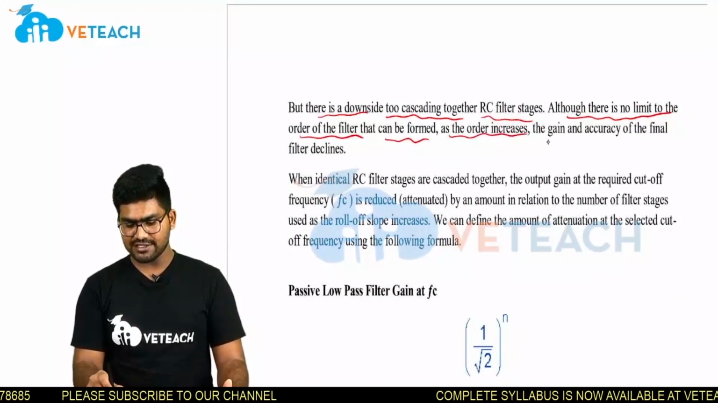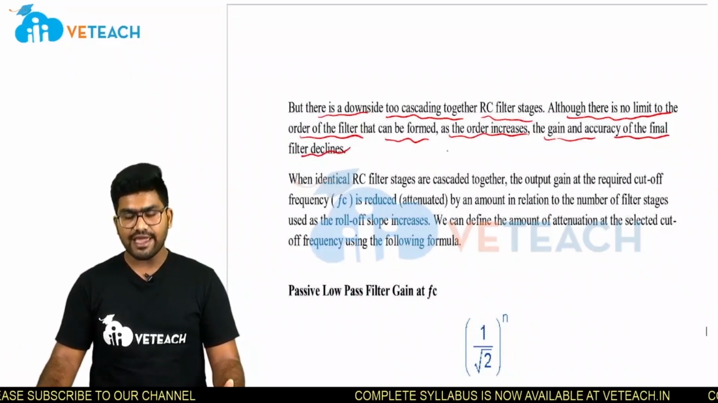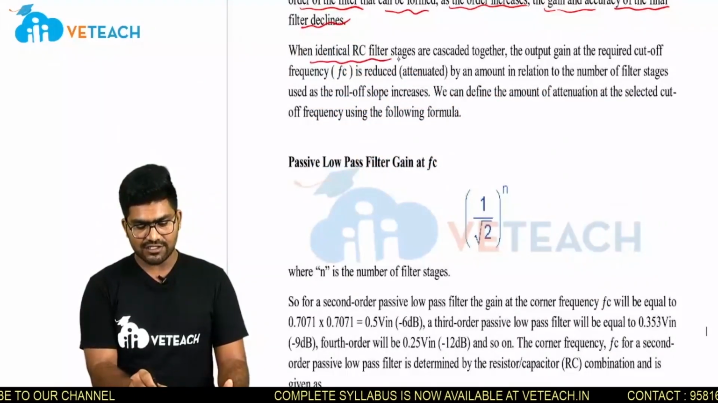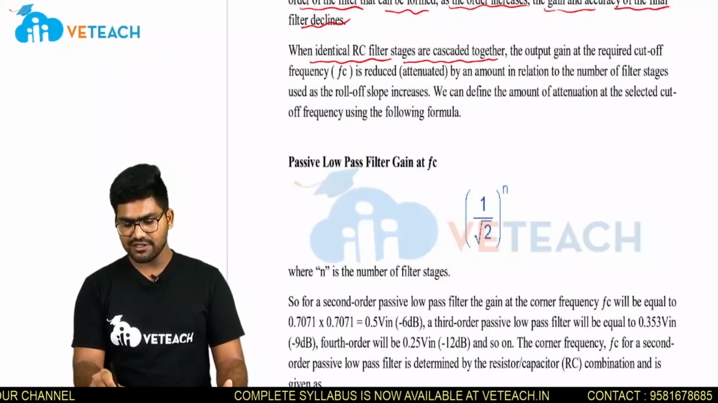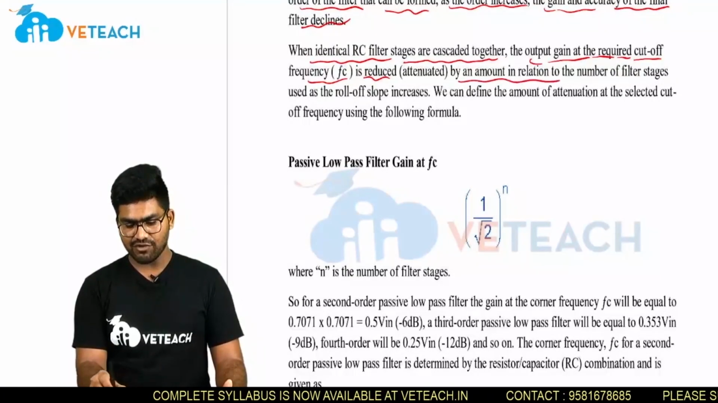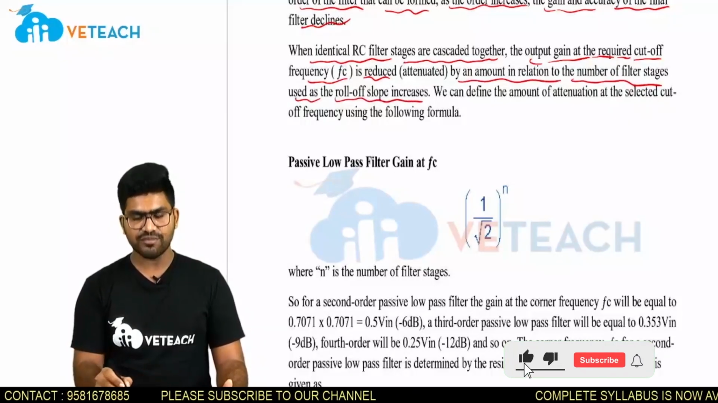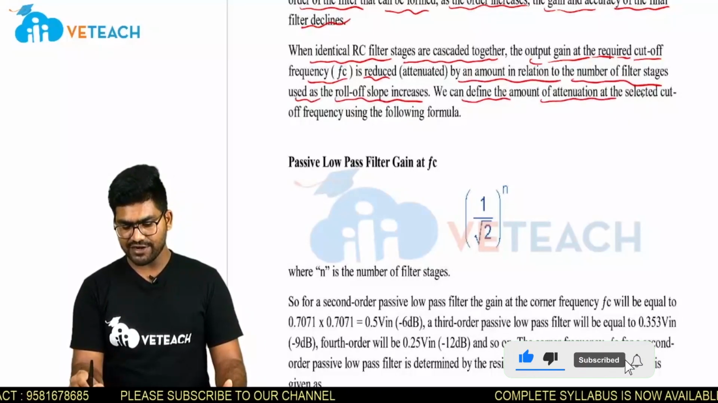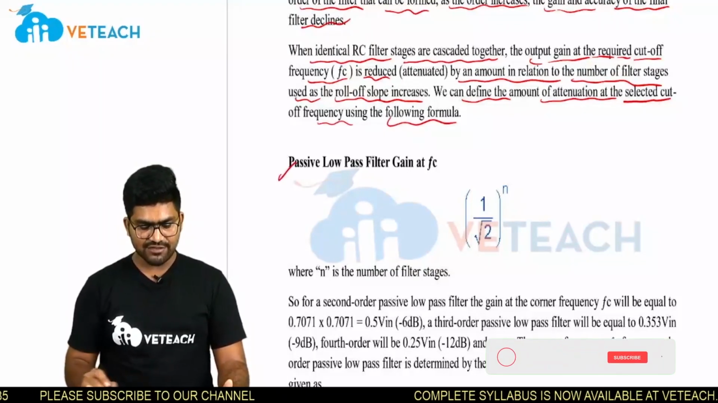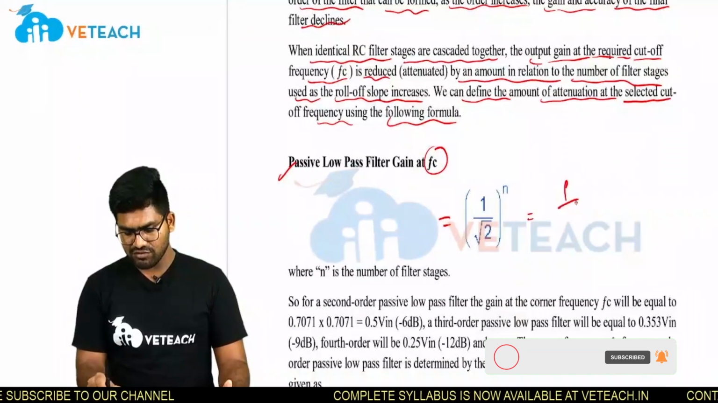As the order increases, the gain and accuracy of the final filter declines. So if the order increases, accuracy and gain will decrease. When identical RC filter stages are cascaded together, the output gain at the required cutoff frequency Fc is reduced in relation to the number of filter stages used as the roll off slope increases. We can define the amount of attenuation at the selected cutoff frequency using the following formula. So passive low pass filter gain at Fc is nothing but 1 by root 2, power n.